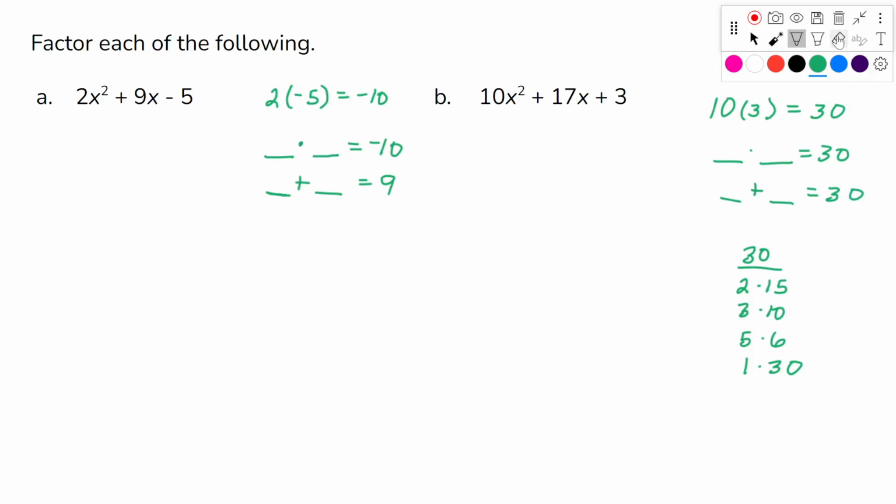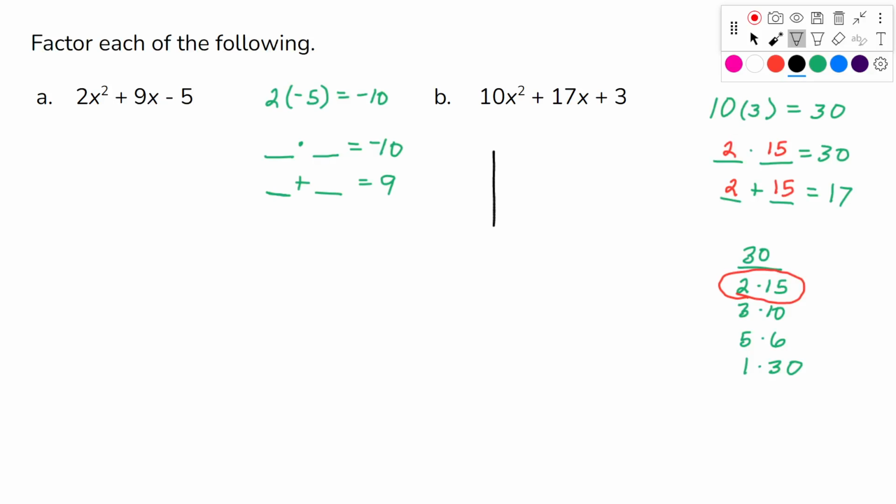And I wrote up here that I wanted them to add to 30. It's not that I want them to add to 30, I want them to add to 17. So the pair that will combine somehow and get me 17 is this 2 and 15. So we have 2 and 15 add to give me 17. 2 times 15 gives me 30.